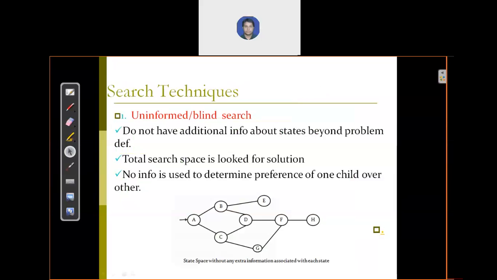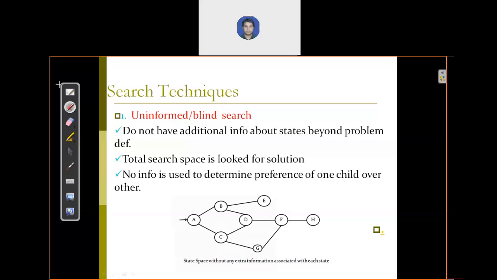There are two kinds of search technique: uninformed search, also called blind search or brute force search. In this search technique we do not have domain knowledge of the problem. Suppose we start from node A, and from node A we can go to node B and node C, so there are two possible moves. We have the knowledge about how to move from A to B or A to C, but we do not know how we can reach our goal state.